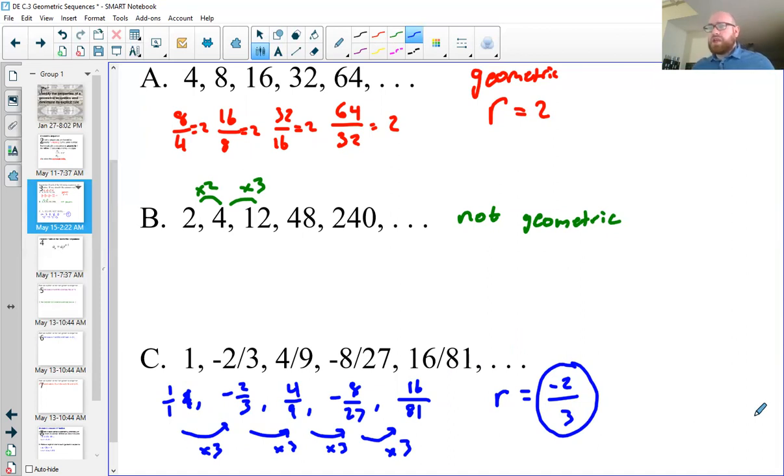So in the next video, we'll look at how to write a formula for geometric sequences. And so we'll pick it up there.